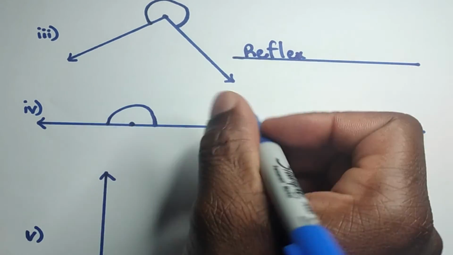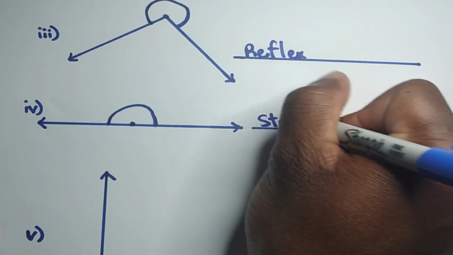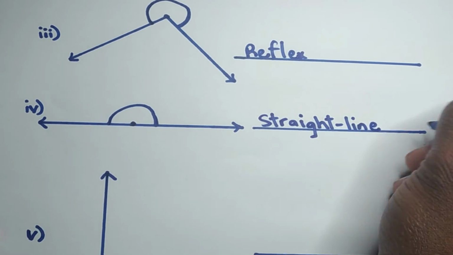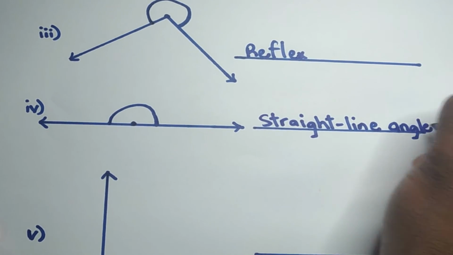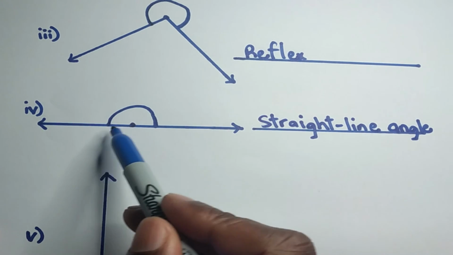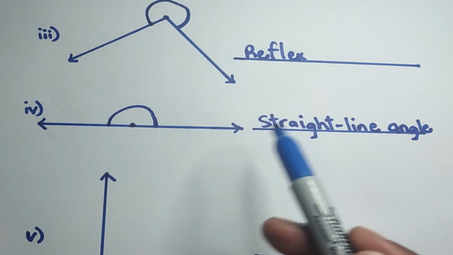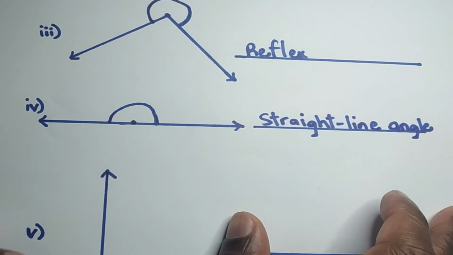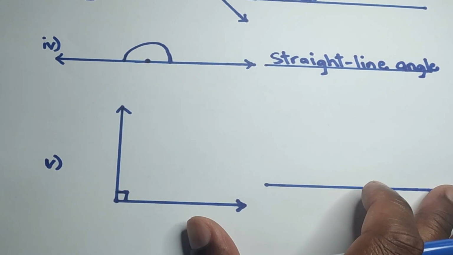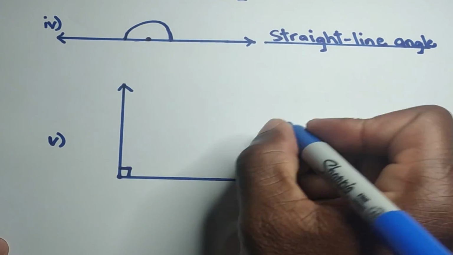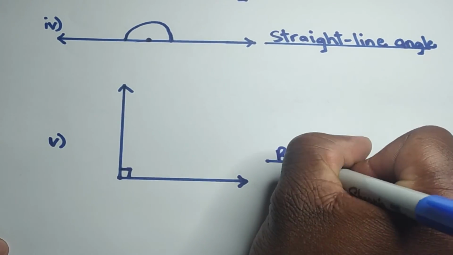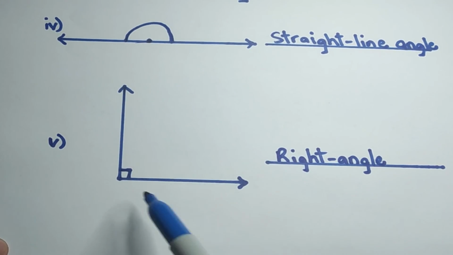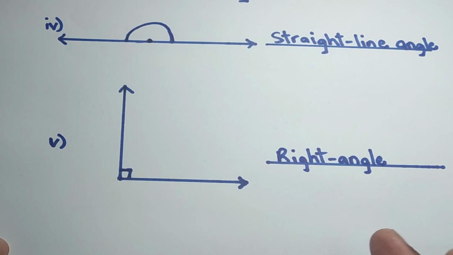And this one is quite easy, alright? This is a straight line angle. A straight line angle is exactly 180 degrees, alright? So let's look at the final part of question 18, and here we have a right angle, alright? A right angle measures exactly 90 degrees, alright?